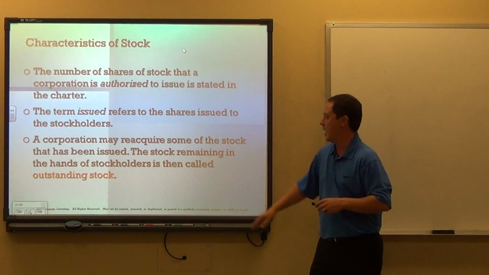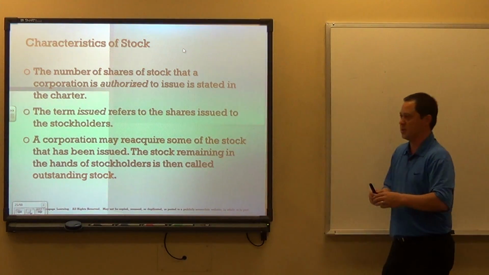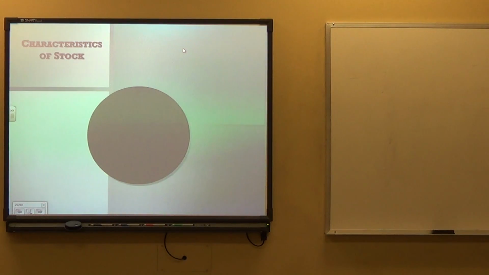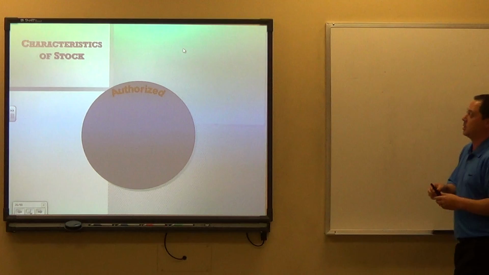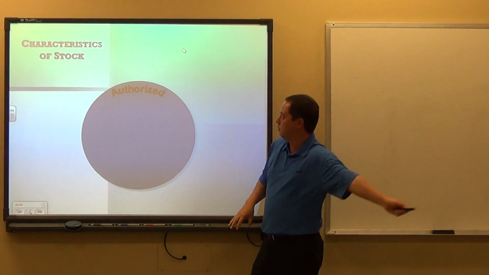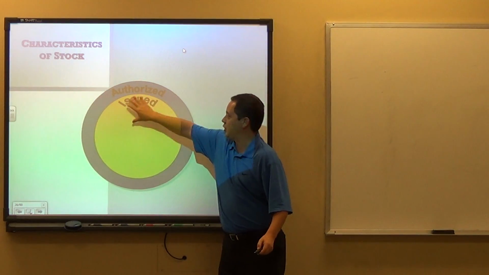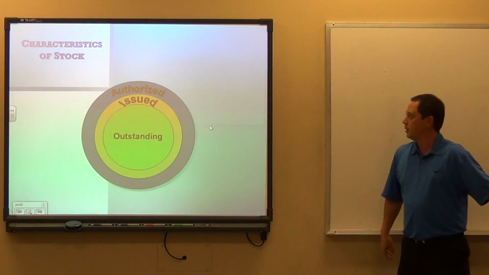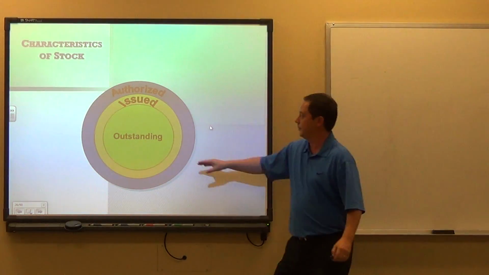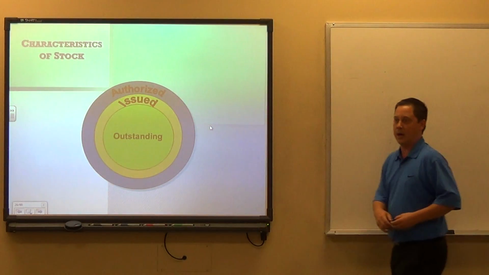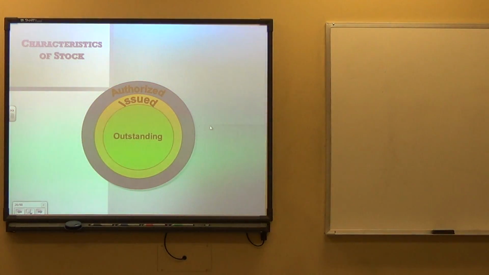The stock remaining in the hands of the stockholders is called outstanding stock. What's still out there. And we may reacquire those, and we'll get to that in treasury stock in just a second. So this is kind of how it looks. This is what's authorized, the whole big pie. And here's what's issued, so all of this out here. And then there's what might be outstanding. For me, brought some of this back in that's been issued out there. That's called treasury. We'll talk about that in a few moments.